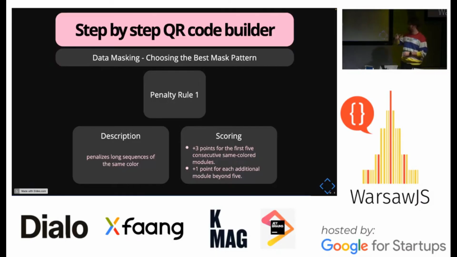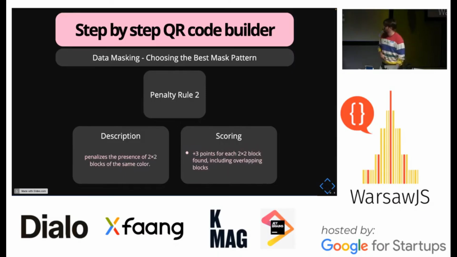So if you have 5 modules in a row of the same color, you get 3 points and an additional 1 for each next one. And now you penalize the presence of 2x2 blocks of the same color, and you get an extra 3 points. And as I didn't mention, if some mask has fewer points, it wins. Yeah, because if you have more, you are worse.